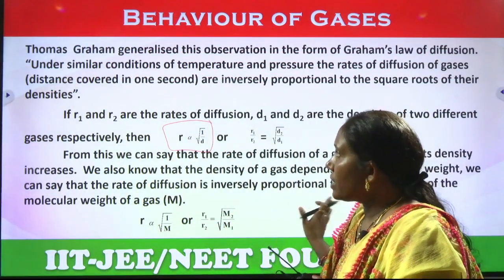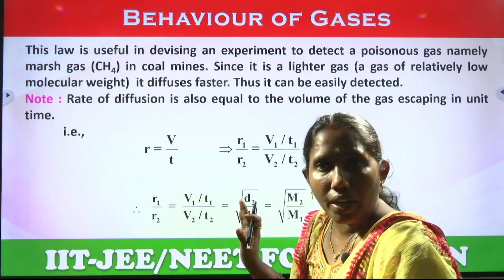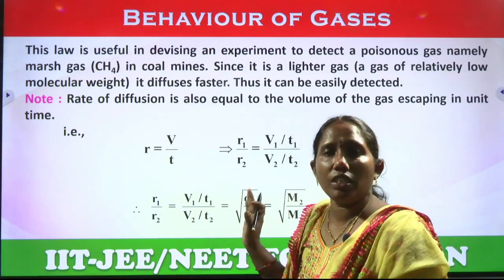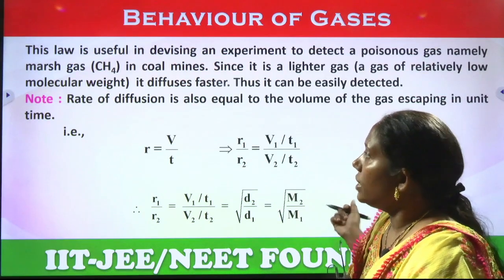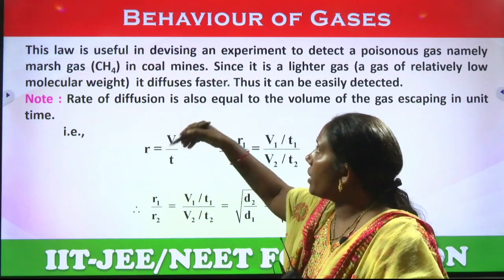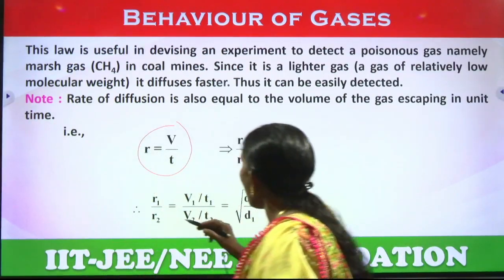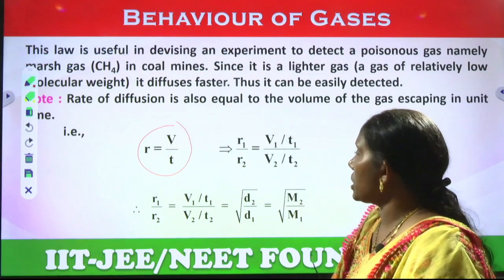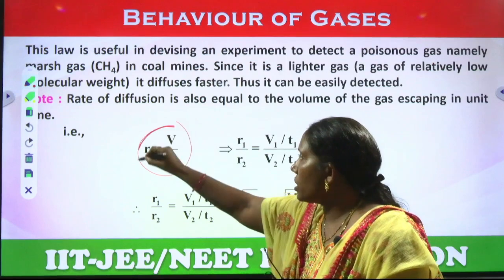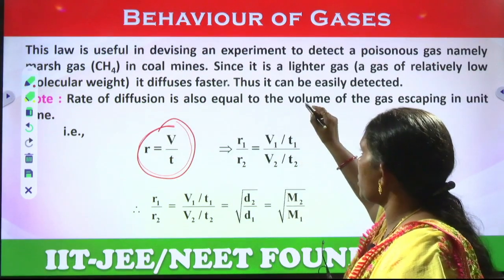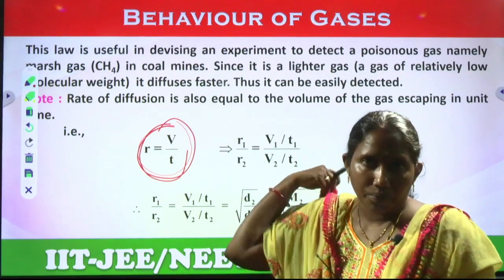Totally he generalized the given reaction. So whatever he observed based on density and molecular weight, he generalized some relation with the rate of diffusion of gases and the properties of the gas. See, so when this law is used, volume and density also he has taken. So R equal to V by T; the gas which has less molecular weight diffuses faster. So he brought this relation also, rate of diffusion is equal to the volume of the gas escaping in particular time. So V by T.